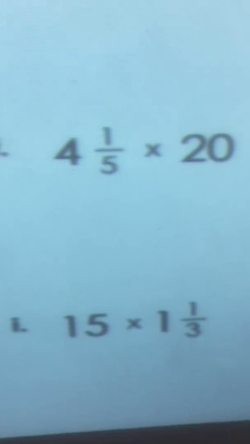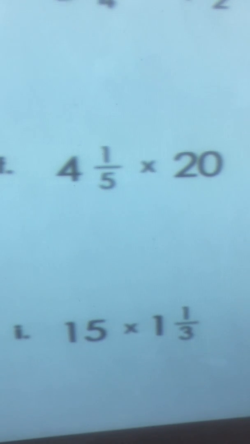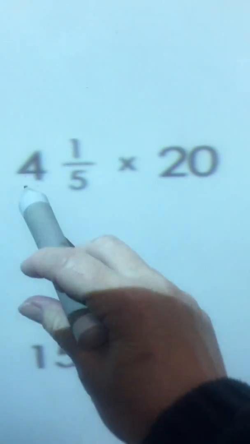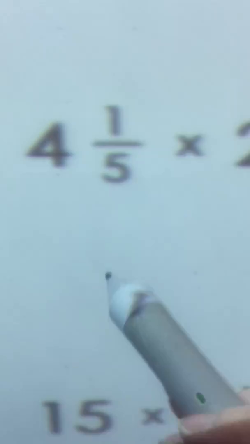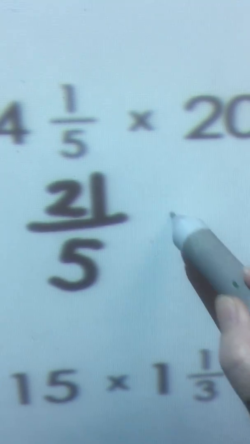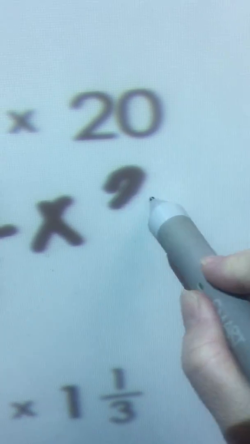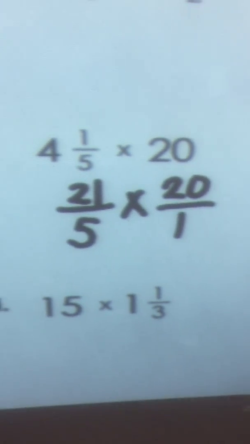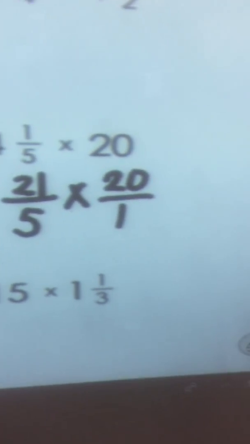Let's take a look at another problem. Let's take this fraction and multiply it by a whole number. 4 1/5 times 20. Step 1, I'm going to have to change that mixed number to an improper fraction. So 5 times 4 is 20, plus 1 is 21, all over 5. Times, now I'm taking a fraction and multiplying it by a whole number. No worries, because 20 is simply 20 over 1. Easy as that.